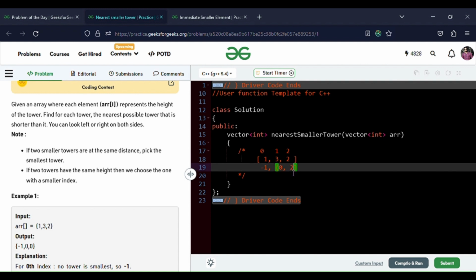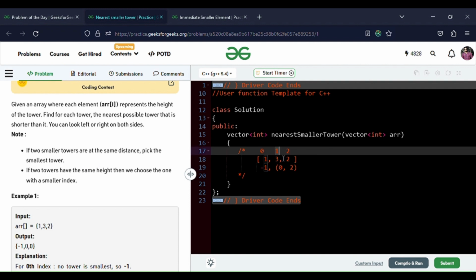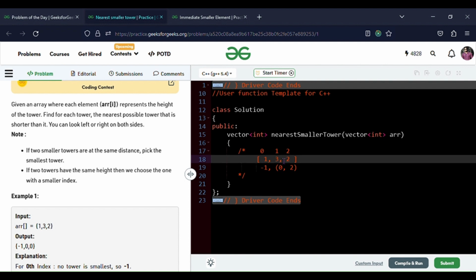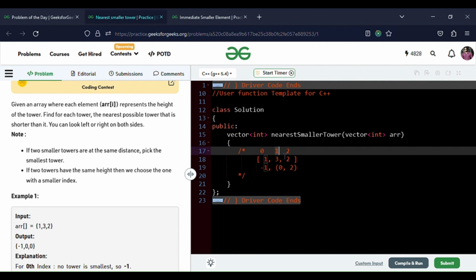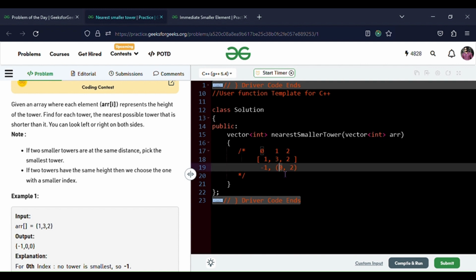We have two indices but we have to choose one. What we can do is calculate the distance from the 3. The index of 3 is 1 and the index of the left side number is 0. 1 minus 0 is 1, so the distance on the left side is 1. The distance from the right side is 2 minus 1, that is 1. So the distance from 3 is the same on the left side as well as on the right side.